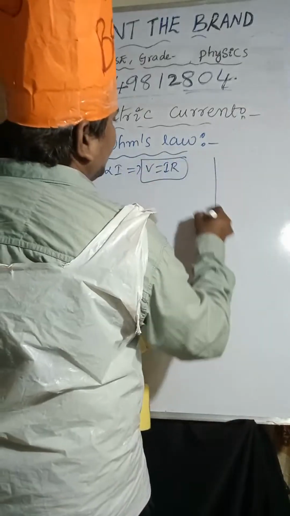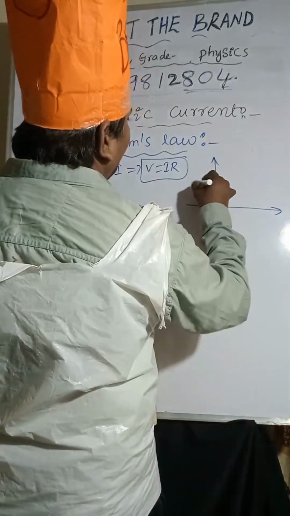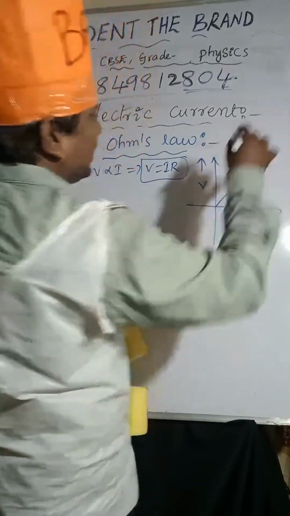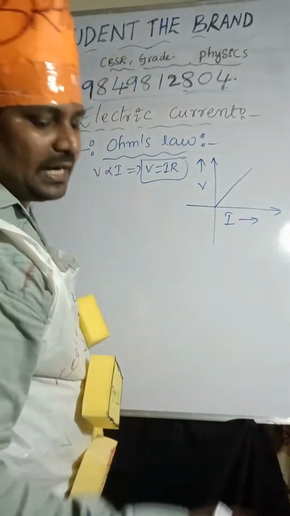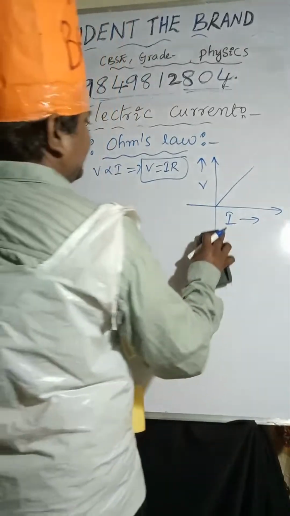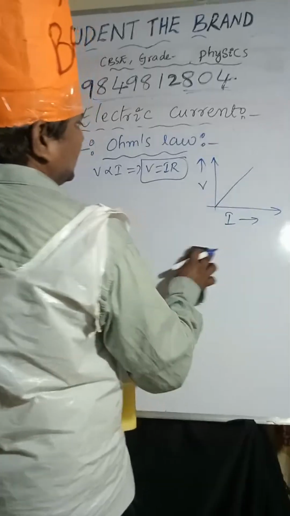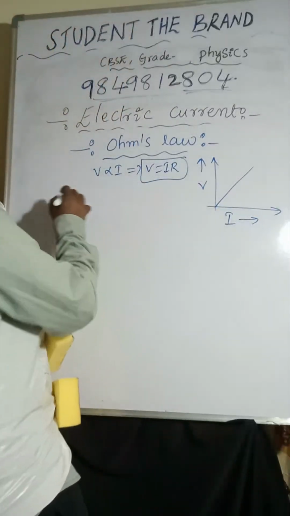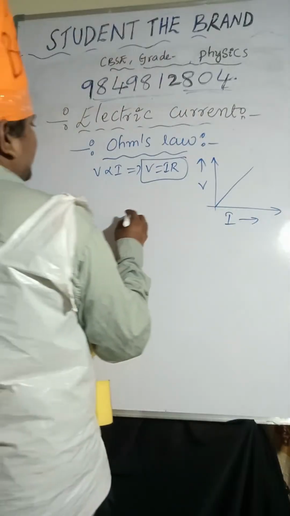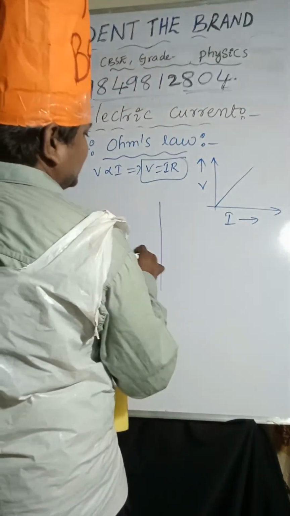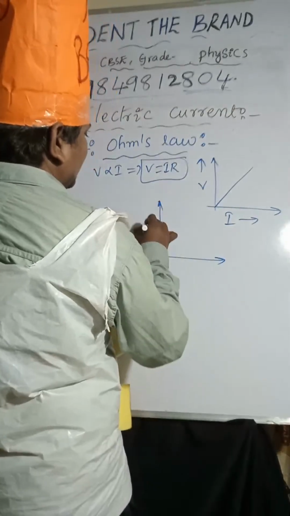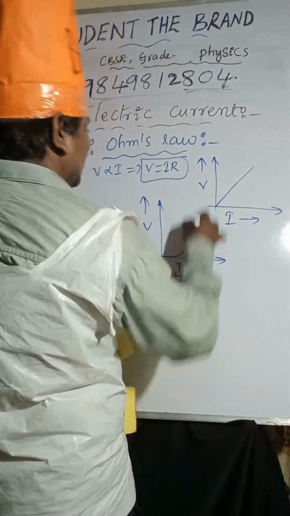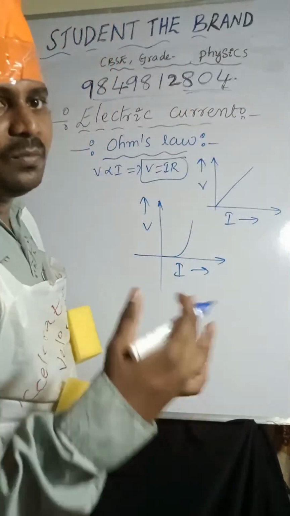Here I am taking V on the y-axis and I on the x-axis. The graph is linear. For ohmic conductors, the graph is a straight line. For non-ohmic conductors, the graph is curved. V on y-axis, I on x-axis; the graph is curved for non-ohmic conductors.